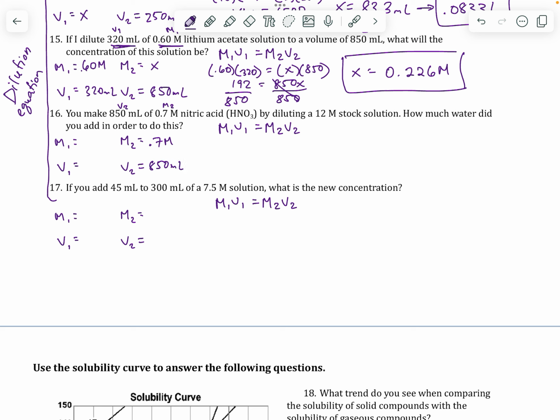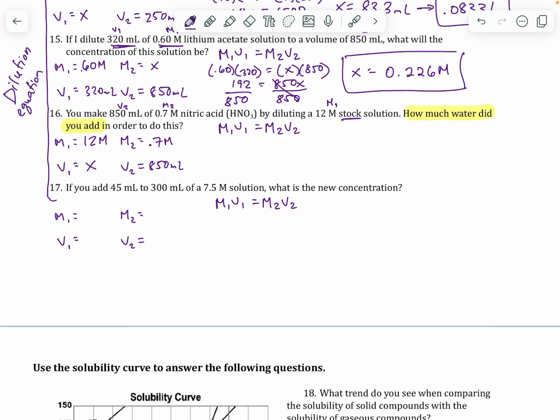By diluting a 12 molar stock, so that's what I started with. Remember, stock means initial. That's what you start at the beginning having. I ask you, how much water did you add? And so I'm not just asking you for how much you started with. I'm asking, in order to get to 850 milliliters, how much do you need to put into the solution, right?